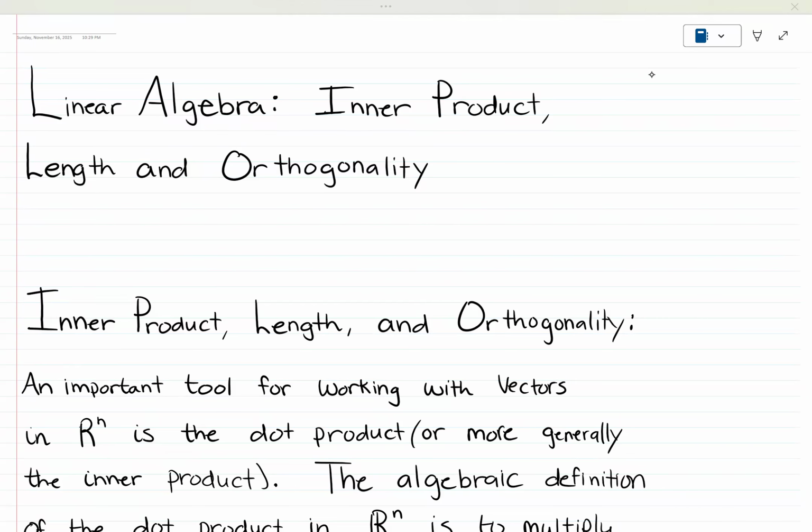Hello, in this video we will go over inner product, length, and orthogonality. So this is linear algebra, and we're going to go over inner product, length, and orthogonality, an important tool for using.